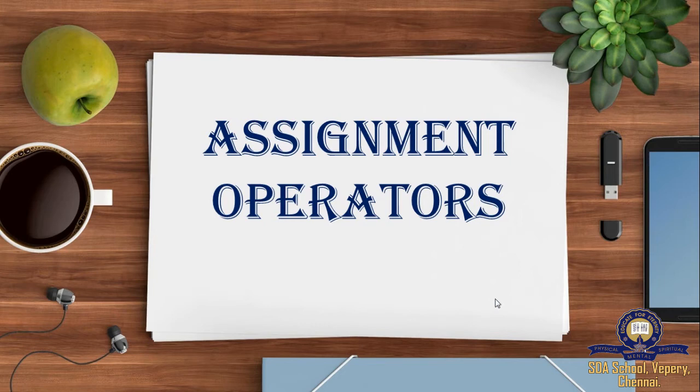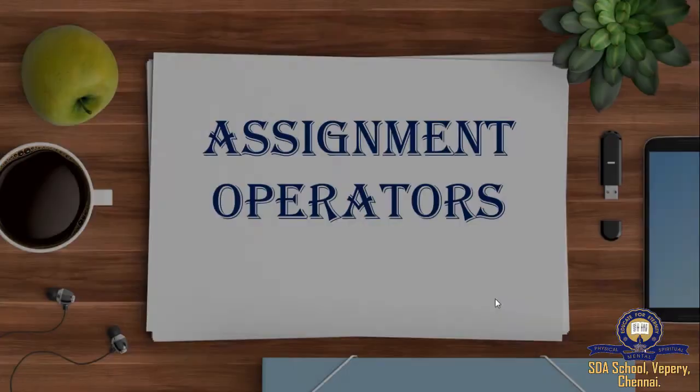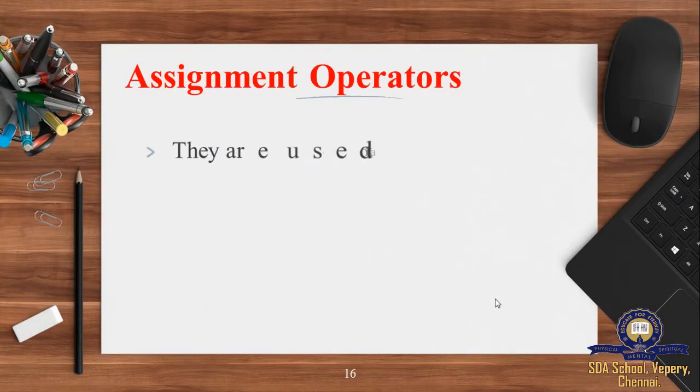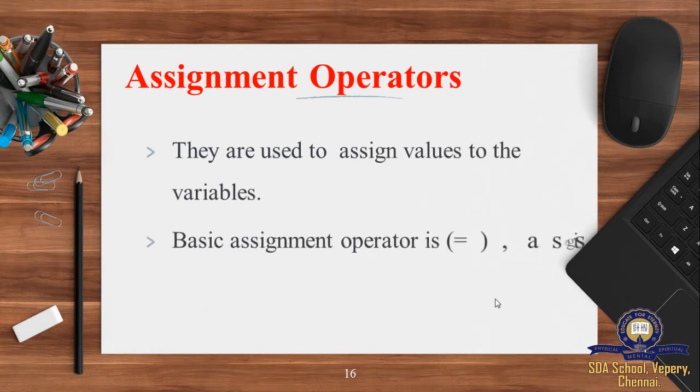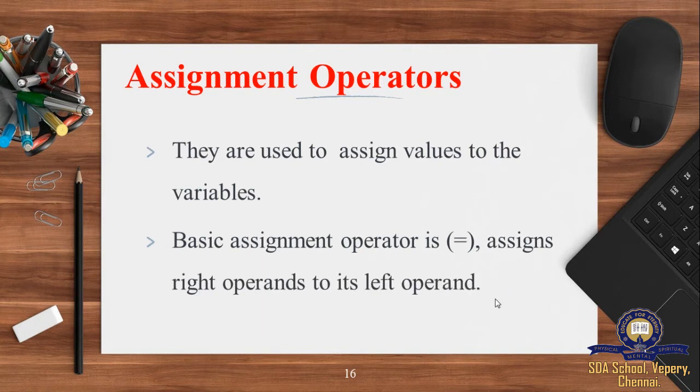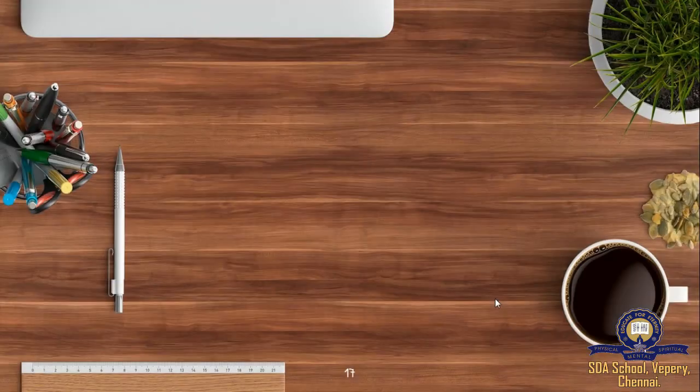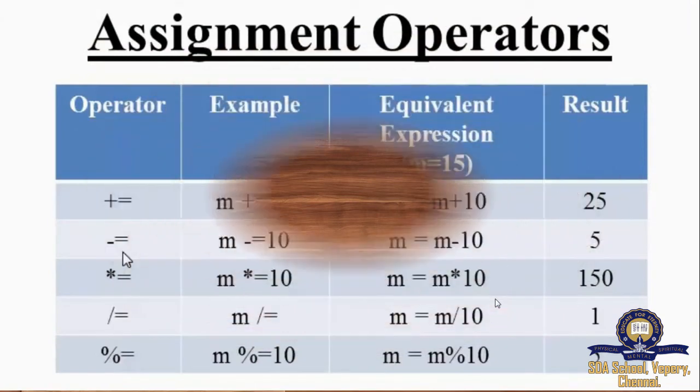So basically you will be identifying it with the equal to symbol. Now we are going to see what is assignment operator. They are used to assign values to the variables. How it assigns? Basic assignment operator is equal to. With this only you will identify the assignment operator. It assigns right operands to its left operand. Right side values will be assigned to left side values.